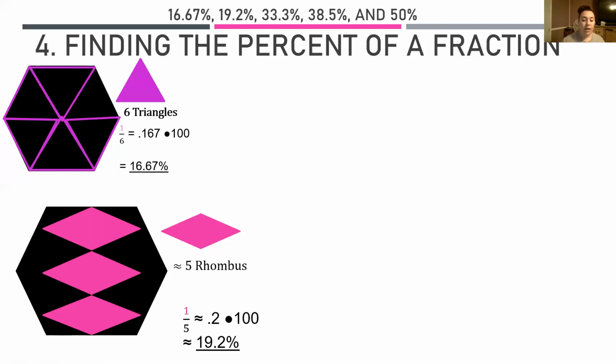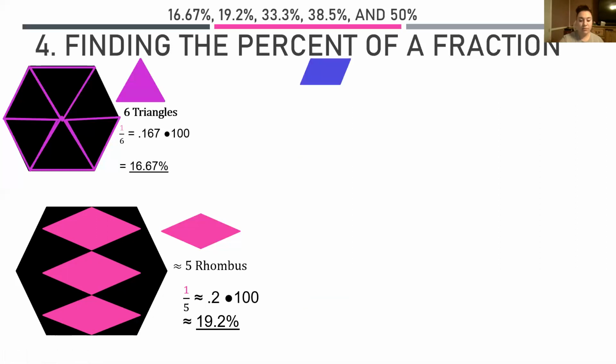So 1/5, which is 0.2. 1 divided by 5 is 0.2, and then times that by 100, and you have 20%. It is approximate. That is why you see that with the 6 triangles, it equals exactly. But because we're not so sure if exactly 5 rhombuses make up the hexagon, we have an approximate symbol here instead of an equals.